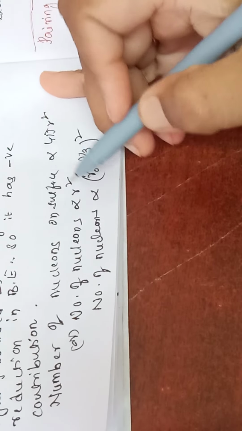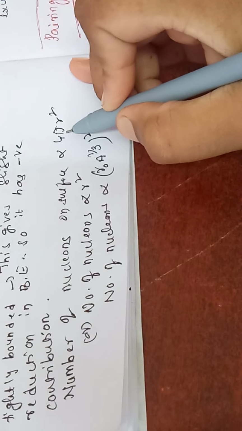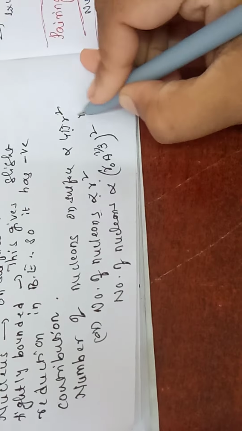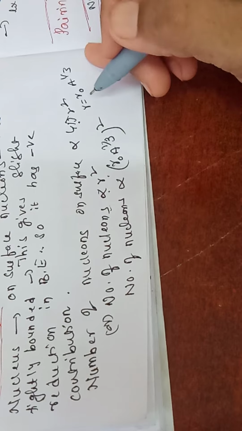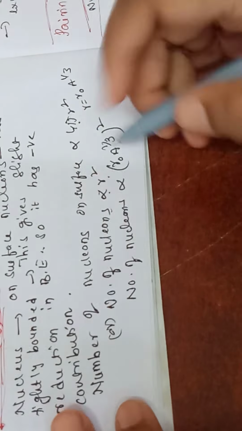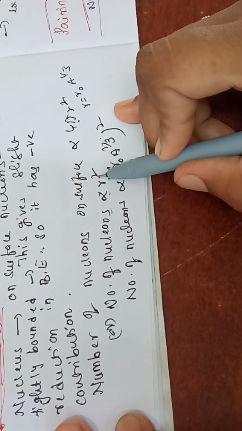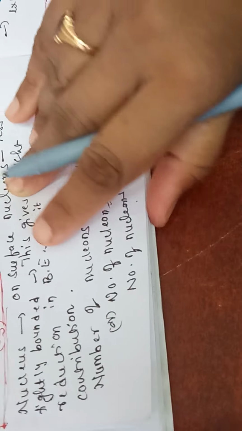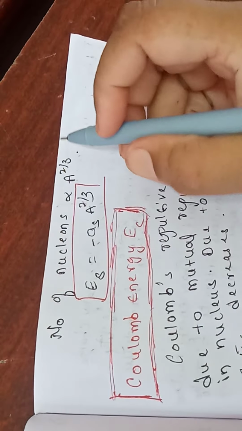Number of nucleons on the surface of the nucleus is proportional to the surface area, 4 pi r square. So the number of nucleons is proportional to r square. But we know that r is equal to r naught A to the power of 1 by 3, the radius of the nucleus. So the number of nucleons is proportional to (r naught A to the power of 1 by 3) whole square, or we can also write it as proportional to A to the power of 2 by 3.